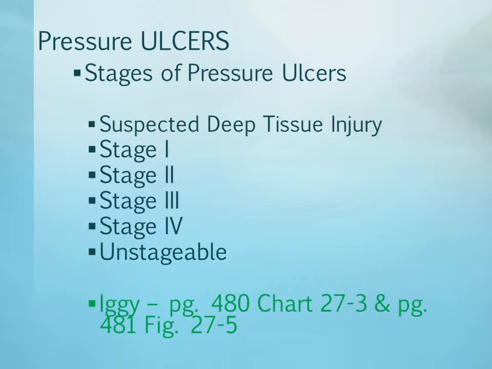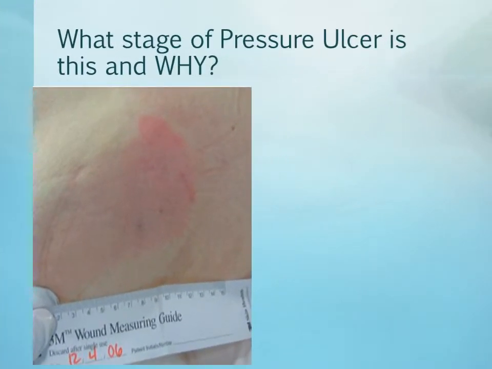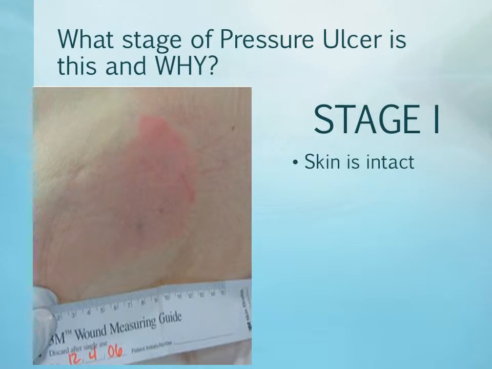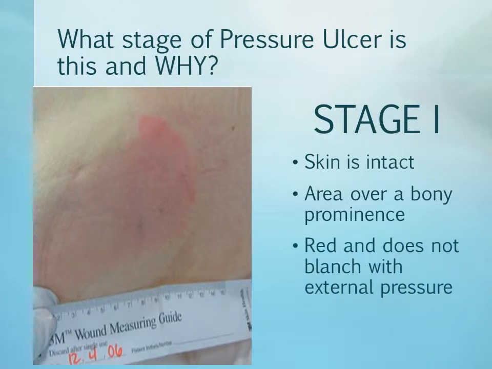There is chart 27-3 on page 480 of your textbook that describes the stages of pressure ulcers in detail and pictures them on page 481 of your textbook. So what stage of pressure ulcer is this one and why? This is stage 1, because the skin is intact, the area is over a bony prominence, the area is red and does not blanch with external pressure, and the borders appear defined.